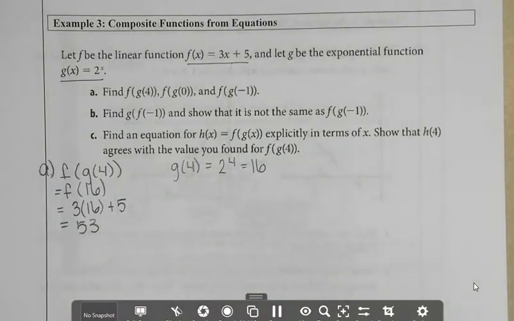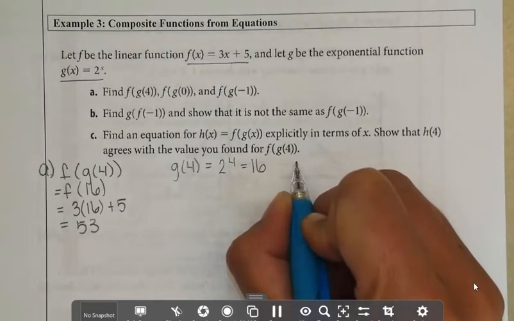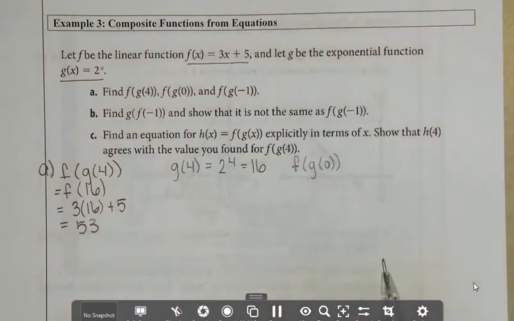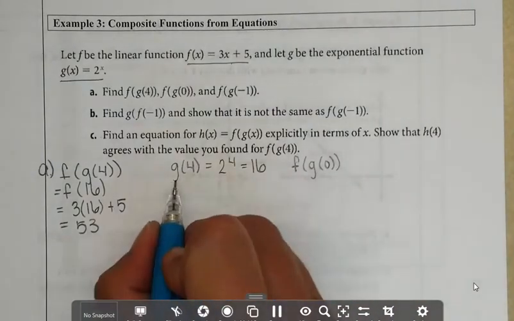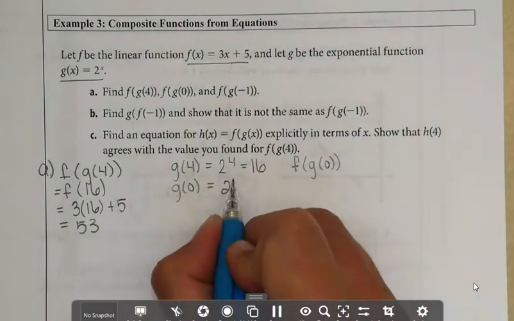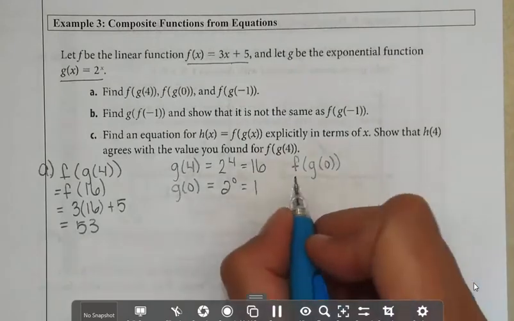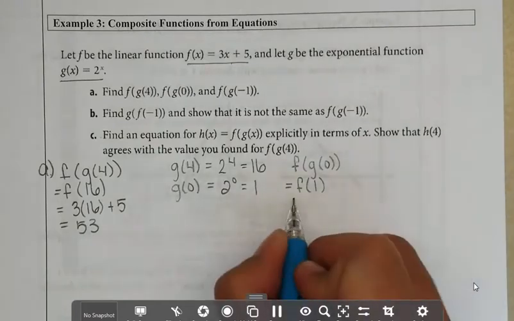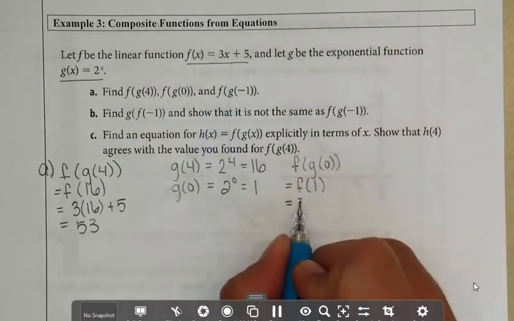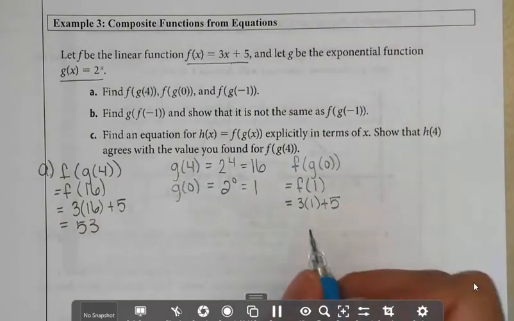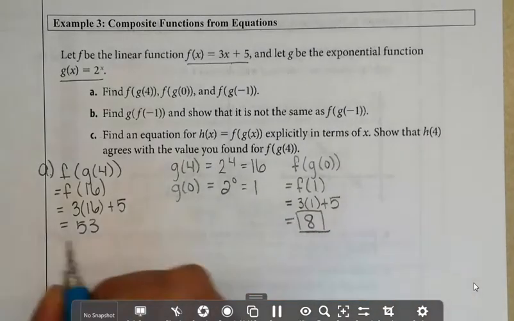Okay, let's figure out another one. I think we need to do f of g of 0. I'm going to go over here because I'm going to run out of room. So the first thing I need to figure out is what g of 0 is. I'm going to figure out all my g's right here. So g of 0 will be 2 to the 0 power, which is 1. So f of g of 0 becomes f of 1. Now plugging that back into f, you get 3 times 1, plus 5. So I'm getting 8. Let me circle those.